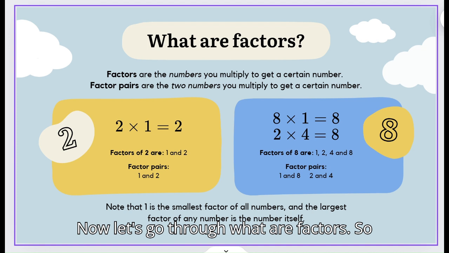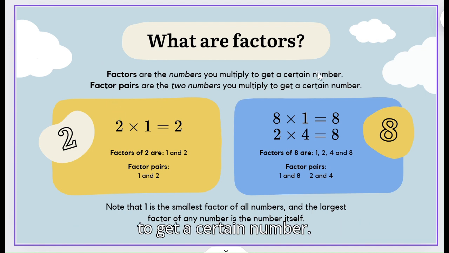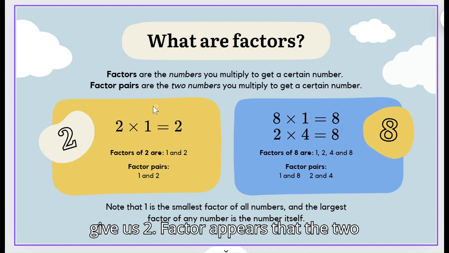Now let's go through what are factors. So factors are the numbers that you multiply to get a certain number. So for example, I have 2 times 1 is equal to 2. So factors of 2 will be 1 and 2 because we multiply 1 and 2 together to give us 2.